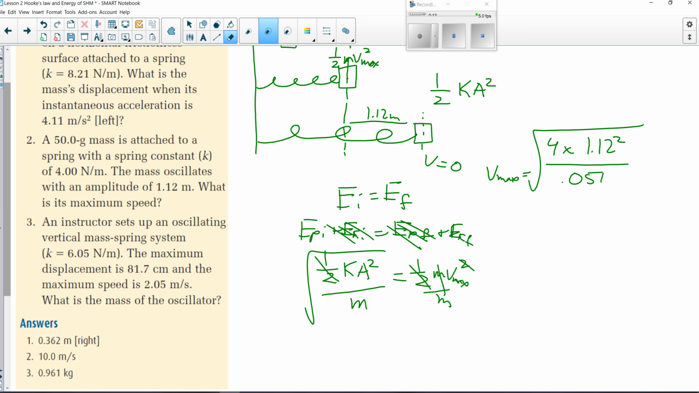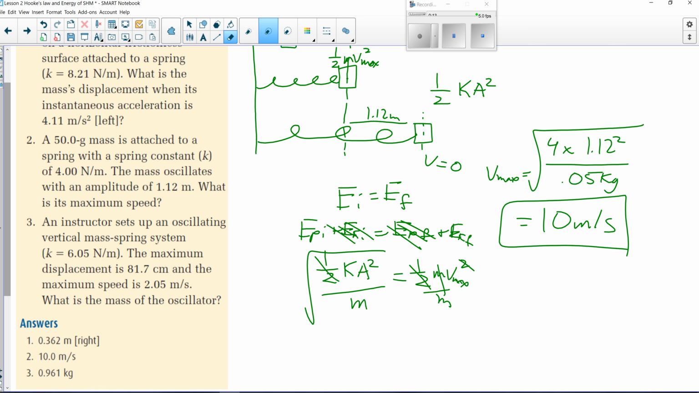0.05 kilograms, because they gave it to me in grams. I can't use grams when I'm calculating joules, because a joule is a kilogram meters squared per second squared. Okay? All right, when I plug all that in, I should get 10 meters per second as my speed at equilibrium.